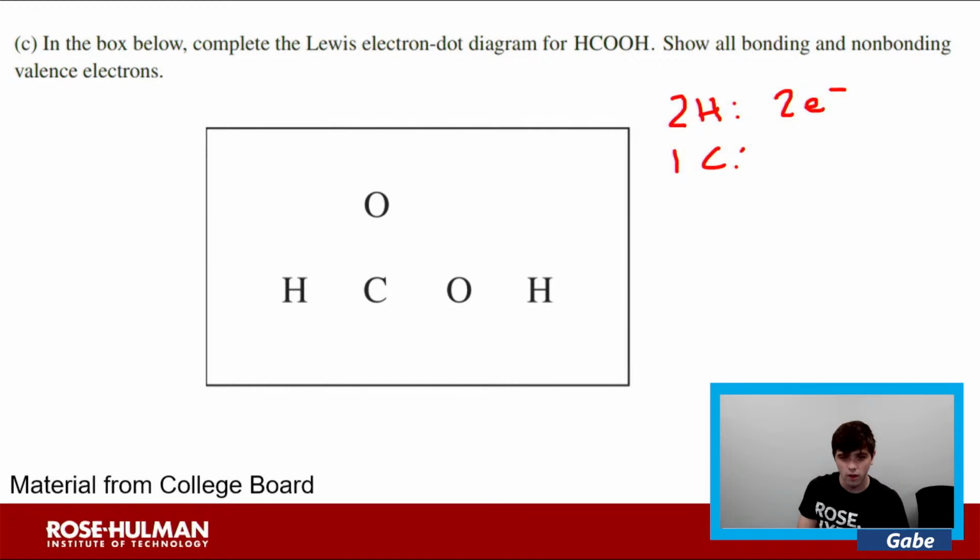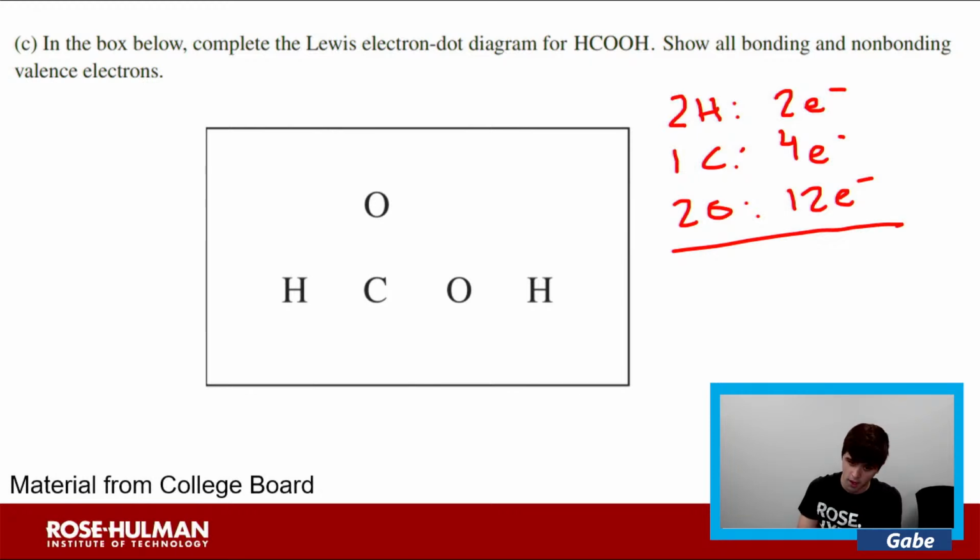And then we can see that the 1 carbon is in group 4, so that's going to be 4 valence electrons. And then there's 2 oxygens left, and that's going to be in group 6 for the oxygen, and since we have 2, there's going to be 12 electrons. So we just add up and see how many total electrons we have. That will be 18.